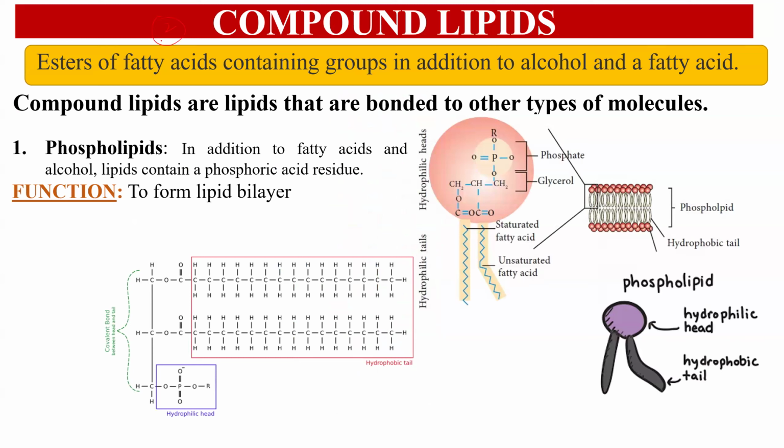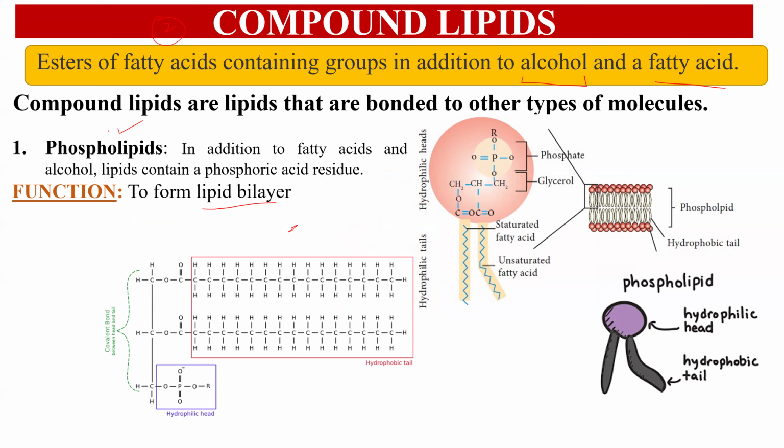The next class of lipids is the compound lipids, or we also call them the complex lipids. And these are the esters of fatty acids that contain additional groups other than the alcohol and the fatty acid. So in case of simple lipids, you saw that on the alcohol backbone, we have fatty acids attached. But when there is another group, apart from these two types of groups present, then that will be called a compound lipid. So the most important example of a compound lipid is the phospholipid. And this is the major component of the cell lipid bilayer.